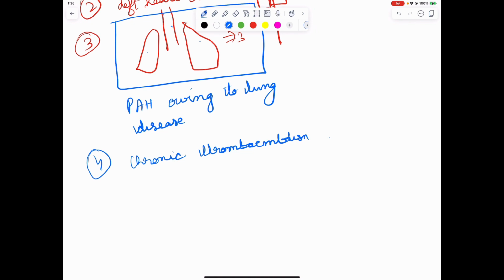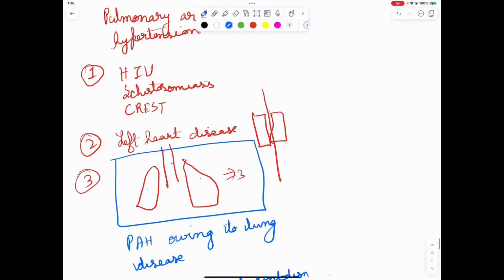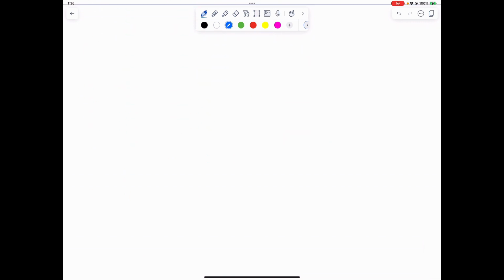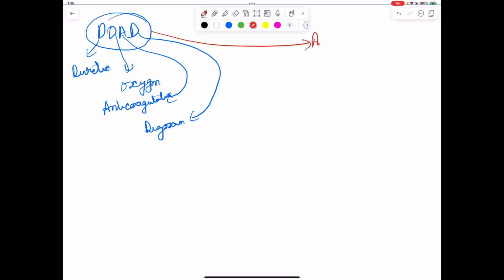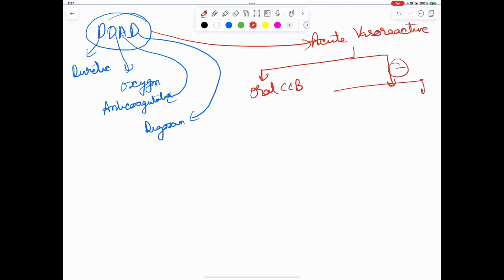Now, how will you give the treatment in pulmonary arterial hypertension? Remember that the first step is DOD. What is DOD? We give diuretics, oxygen, anticoagulants, and digoxin. Now, what will we do? We will do acute vasoreactive testing. If vasoreactive testing is positive, then we will give oral CCB. If it is negative, we will divide into lower risk and higher risk.